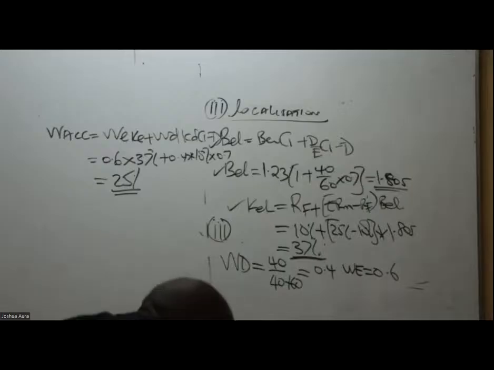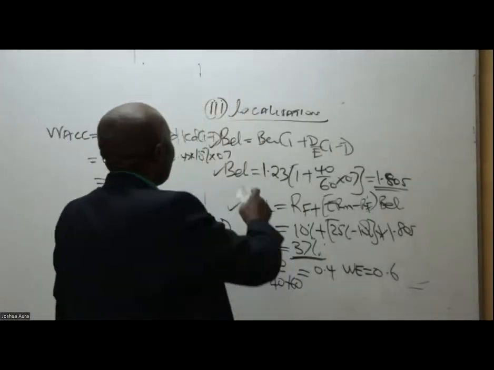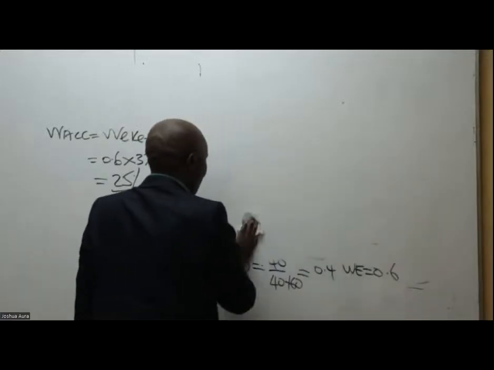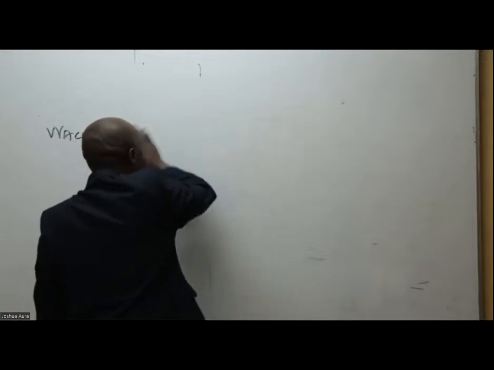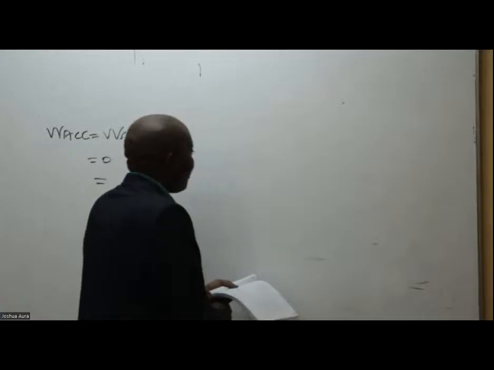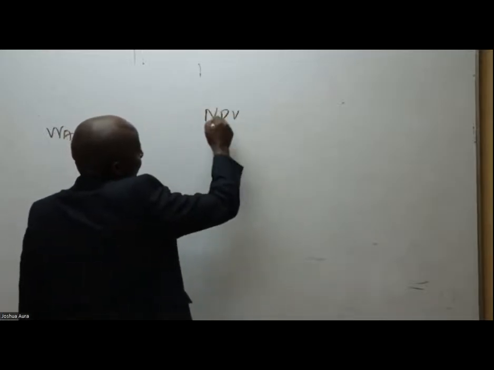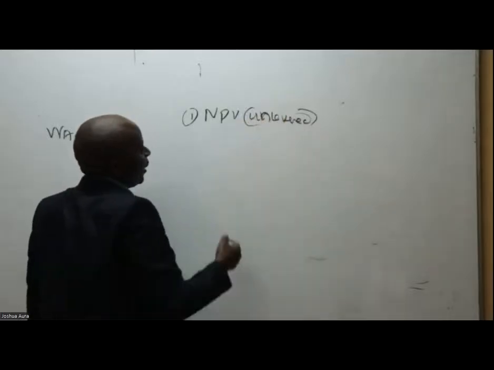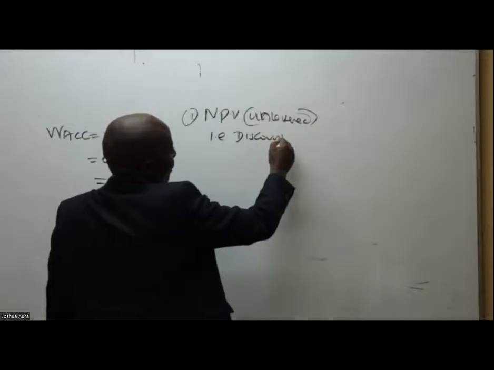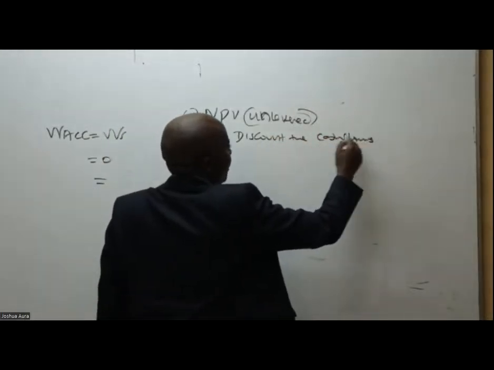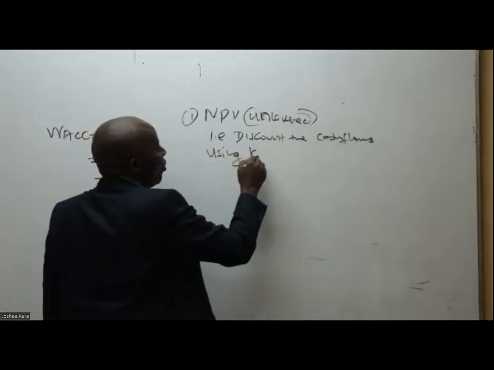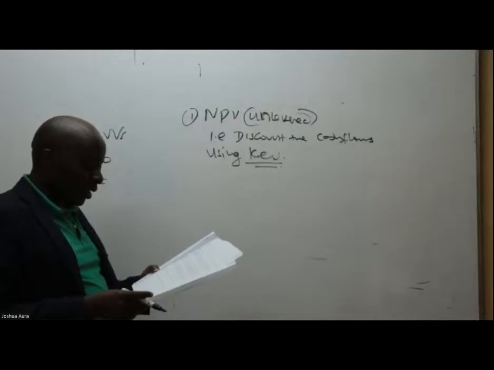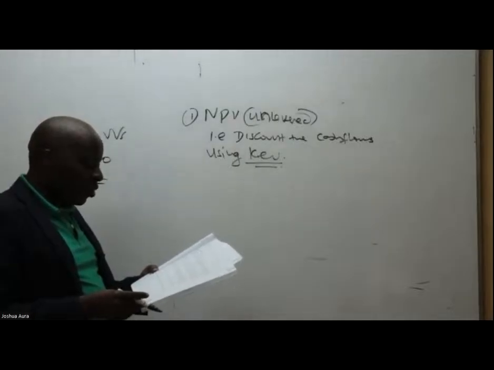Remember, ladies and gentlemen, that the first step of net present value, not net present, but adjusted present value, step number one, is to give us NPV unlevered, i.e. discount the cash flows given using Ku, the cost of equity of an unlevered firm. So this really will not be a problem to me whatsoever.